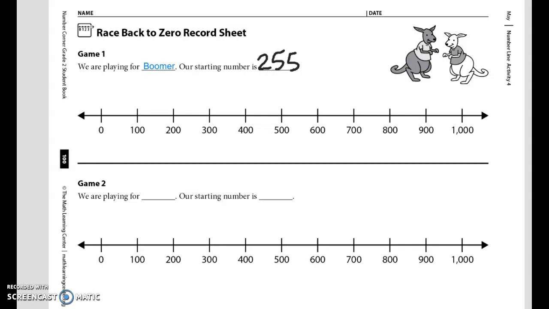We only see whole hundreds, jumps of 100. So where would 255 most likely be? What two numbers would it be in between? It would be really close to the middle of 200 and 300. So let's make that mark there on your number line. And we'll just write in 255. You can write it a little smaller than I did for your starting number.